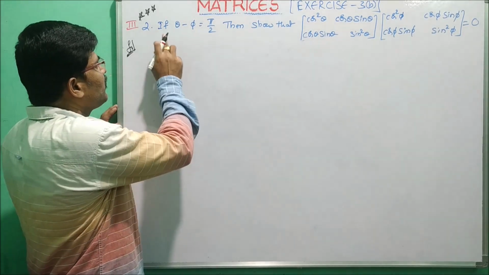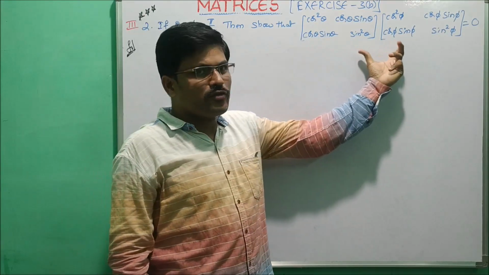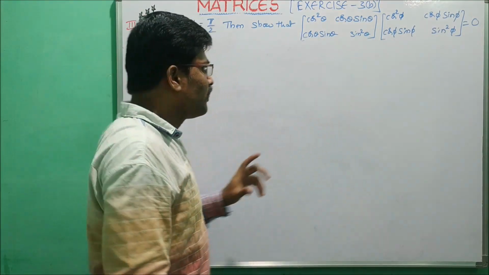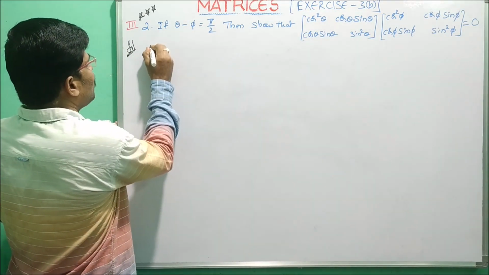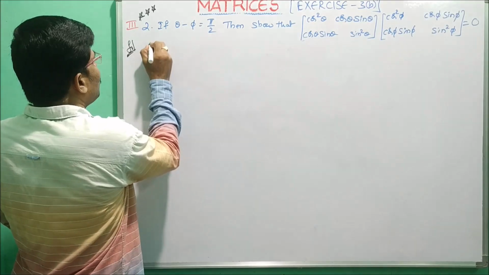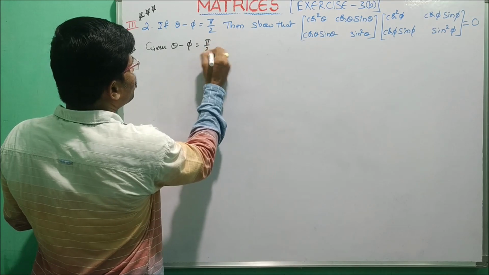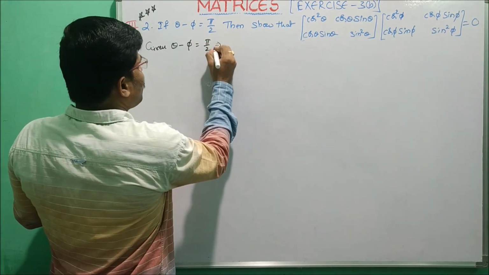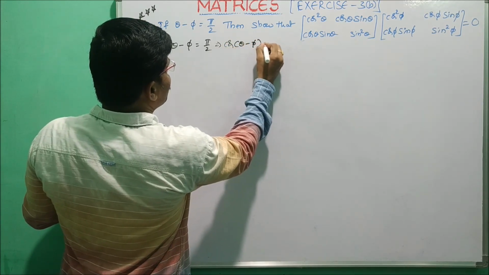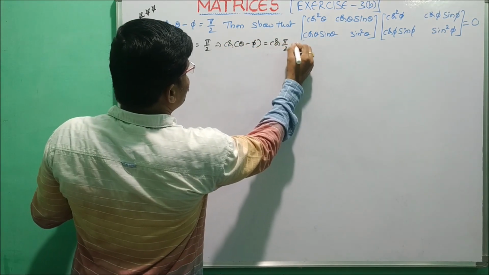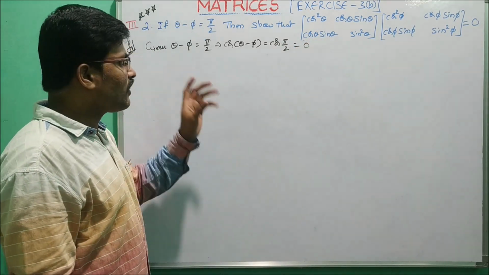Now the second sum is: if theta minus phi equals pi by 2, then show that the product of these two matrices equals the null matrix. So first of all we take the given condition, that is theta minus phi equals pi by 2. Here we take cos on both sides. So cos of theta minus phi equals cos pi by 2. Now cos pi by 2 is always equal to 0.